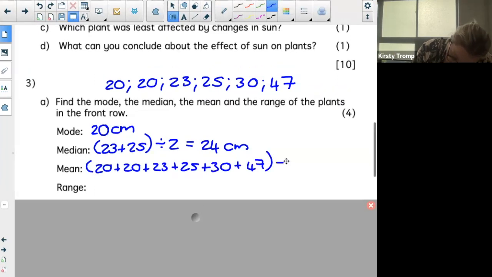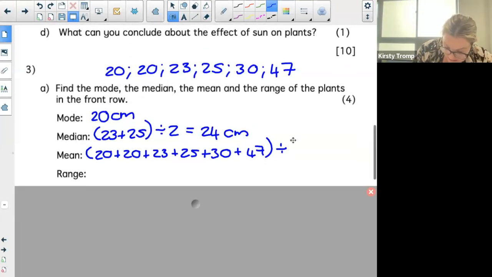And then I must divide it by the number of numbers there are. So there are 6. All right. When we do that, they normally tell us how many decimal places they want. I'm going to give us 1 decimal place. I get 27,5 centimeters. Mean, average, mean, average.